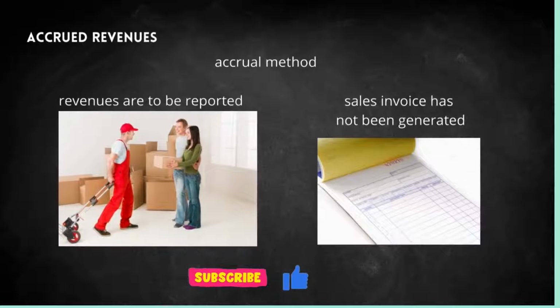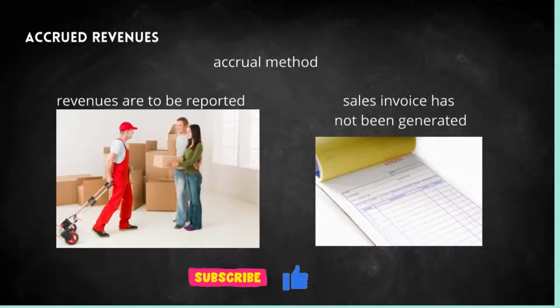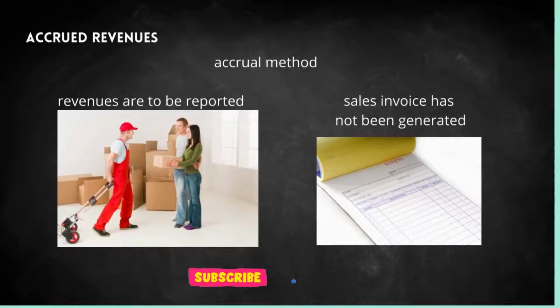Next is accrued revenues. Under the accrual method of accounting, revenues are to be reported when goods or services have been delivered, even if a sales invoice has not been generated. This account will report the amounts that a company has a right to receive, but the sales invoices have yet to be prepared or entered in accounts receivable.